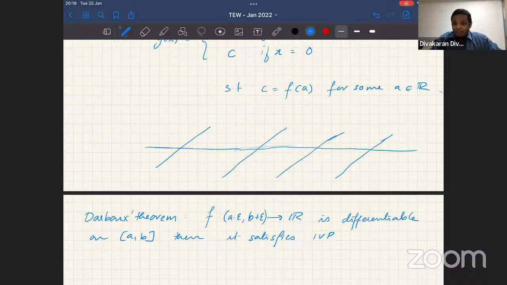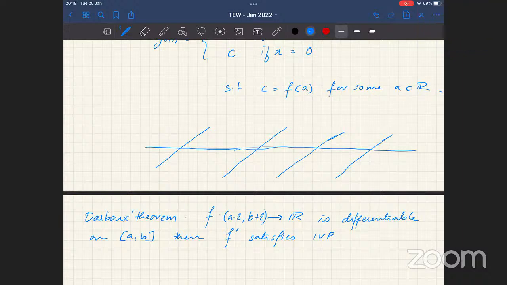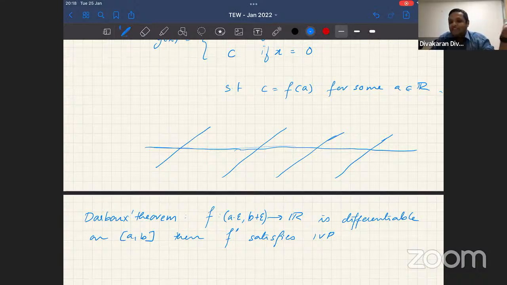Now notice something. I'm not going to go into the proof of this, but notice something. This is a strict generalization. So f dash satisfies IVP. Of course, f satisfies IVP is trivial. Why is that trivial? Differentiability implies continuity. Exactly. A continuous function satisfies IVP, so a differentiable function satisfies IVP. The stronger thing is if f is differentiable, then f dash satisfies IVP. That's the stronger statement.